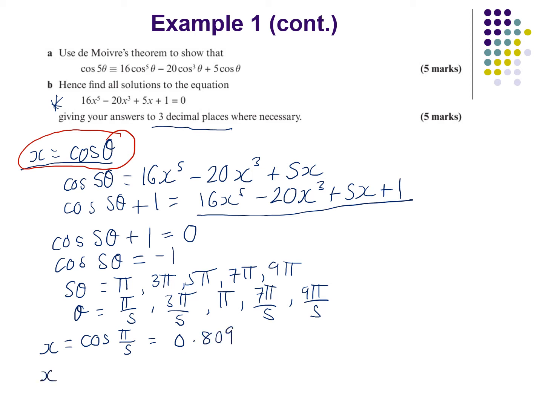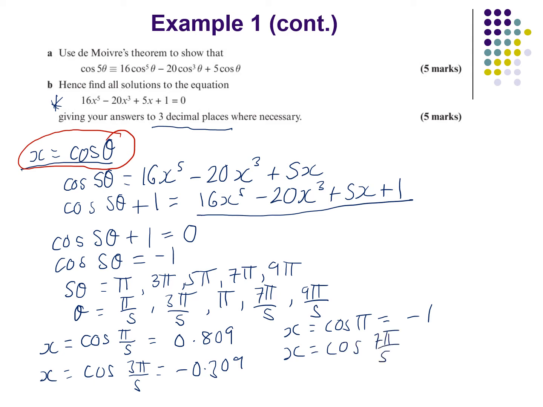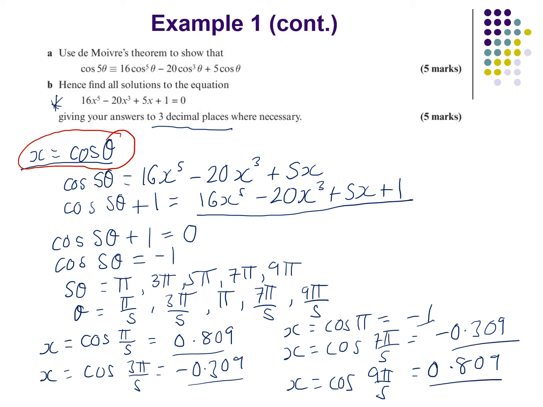Okay, often they will say leave them in exact form, so I'm going to do that for each of them. Use my calculator, make sure it's in radians. Okay, cos pi is -1, cos 7 pi by 5, and funny enough, when you put that in your calculator, what you'll notice is that is the same as that answer. So we have some repeated roots here. All right, so these are my answers. 5 of them, but 2 of them are repeated.